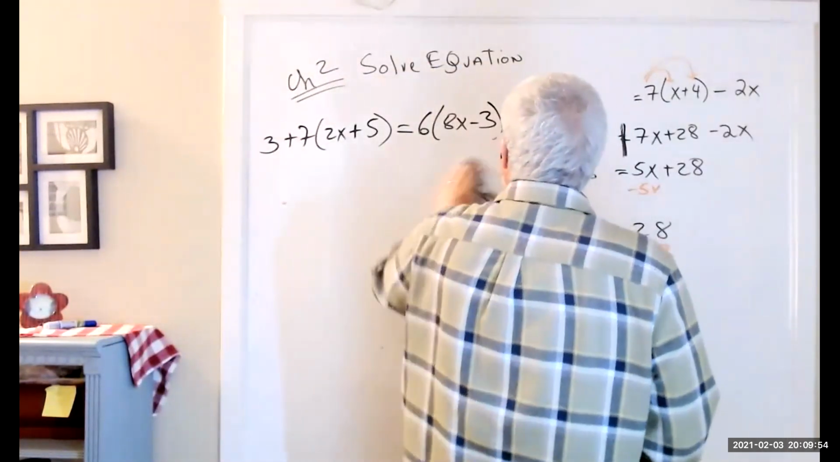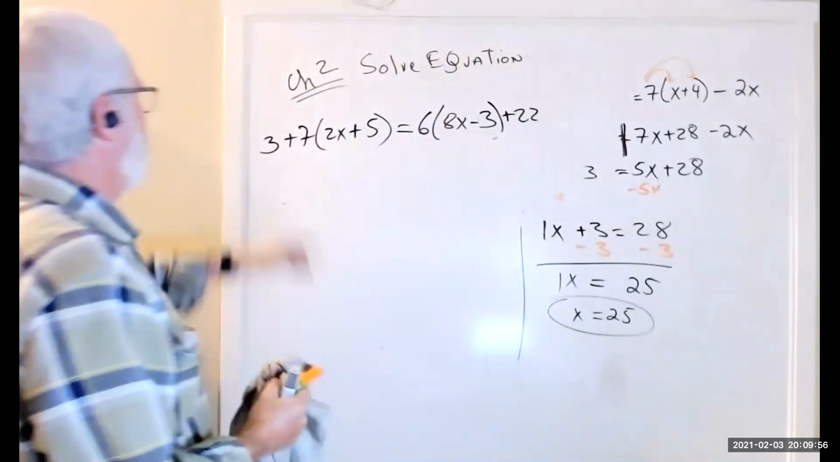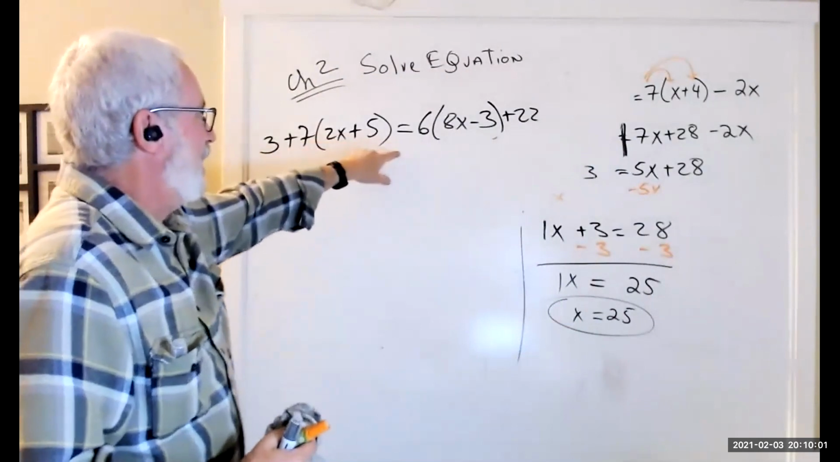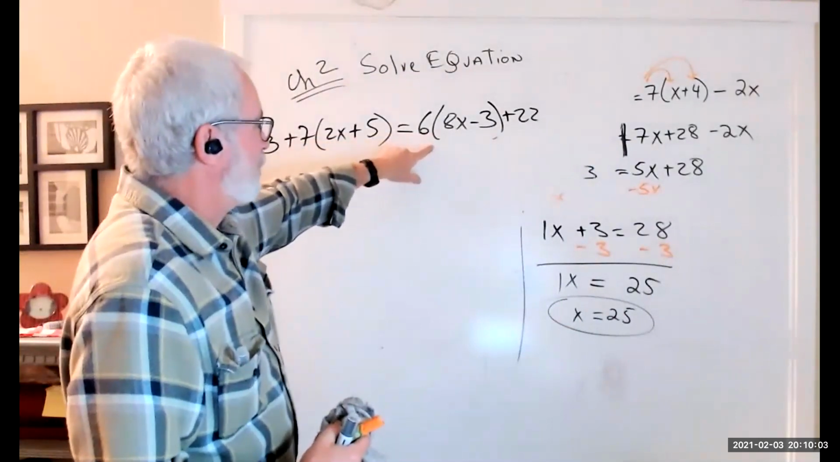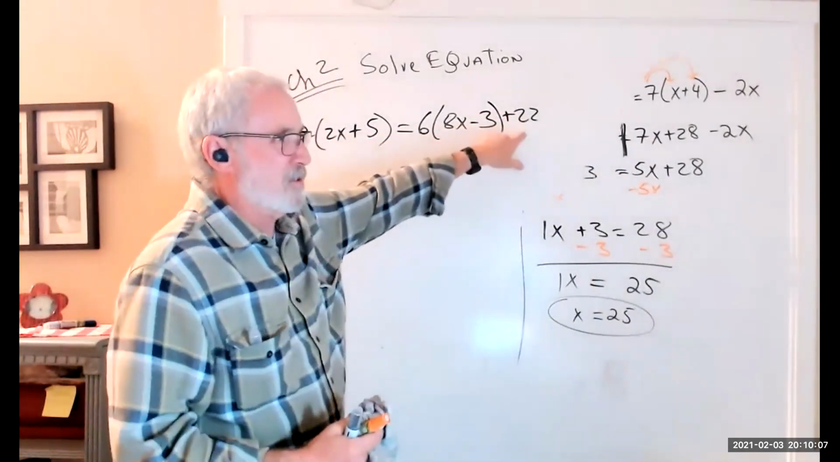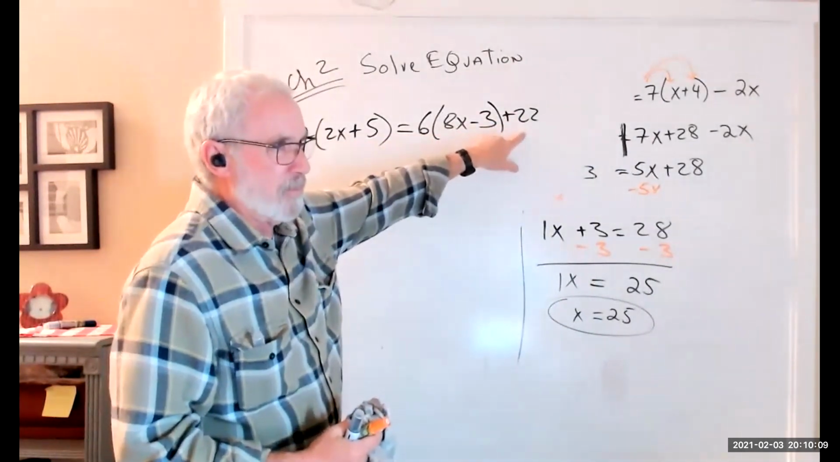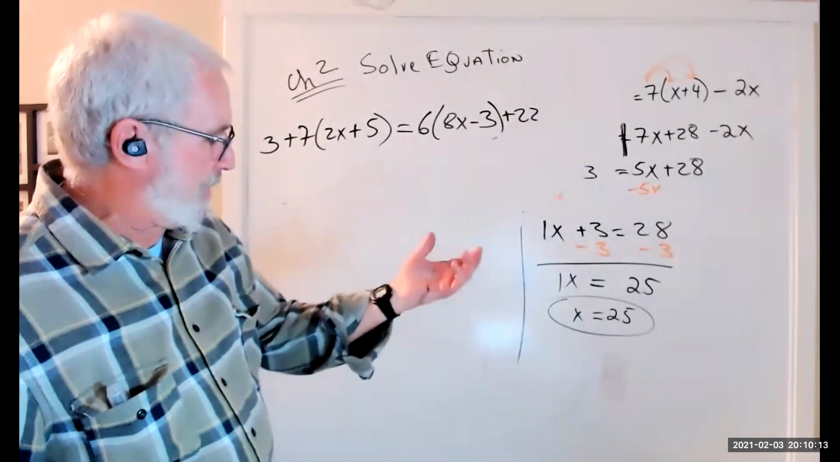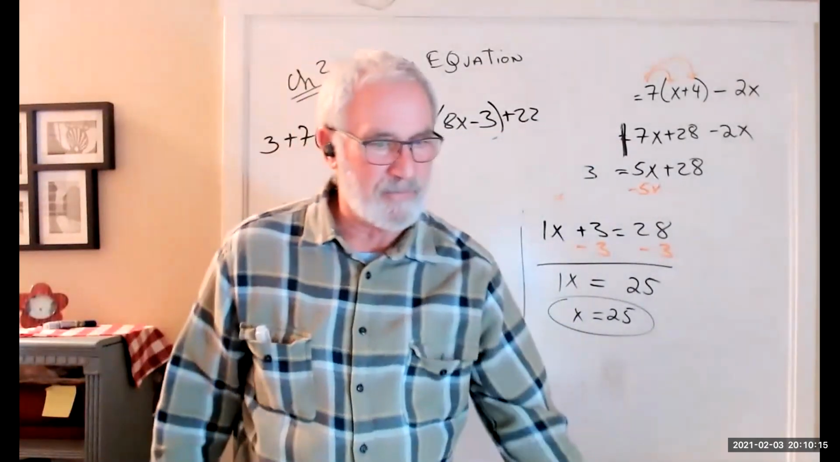Okay. All right, so make sure you can read. It's 3 plus 7 parentheses 2x plus 5 equals 6 parentheses 8x minus 3 plus 22. Okay, I'll pause the video. You guys give it a try. Give you about 2 minutes. Do not shout the answer out.